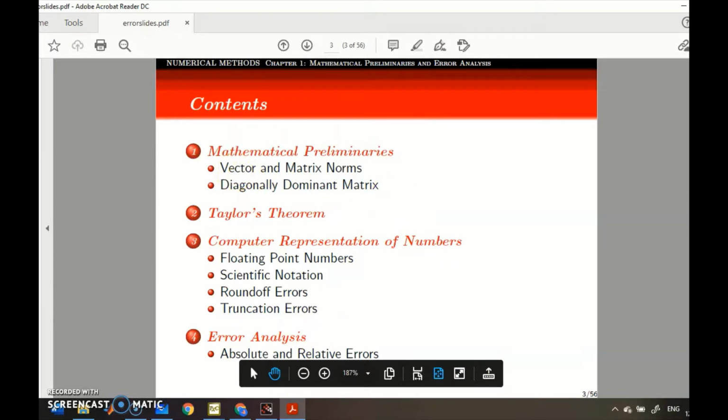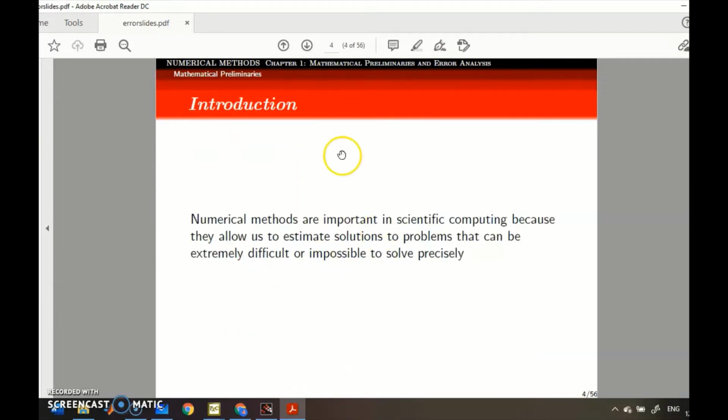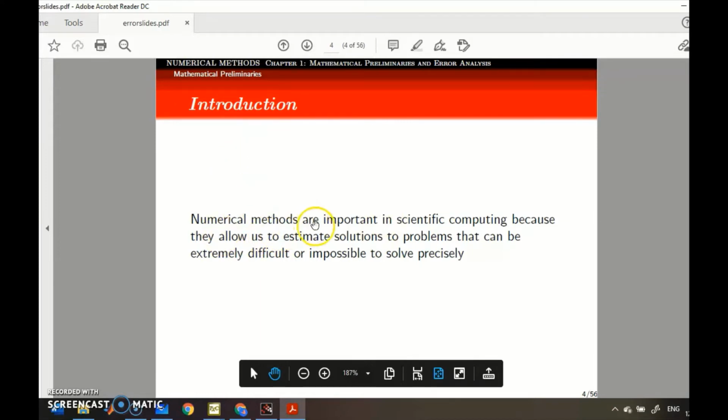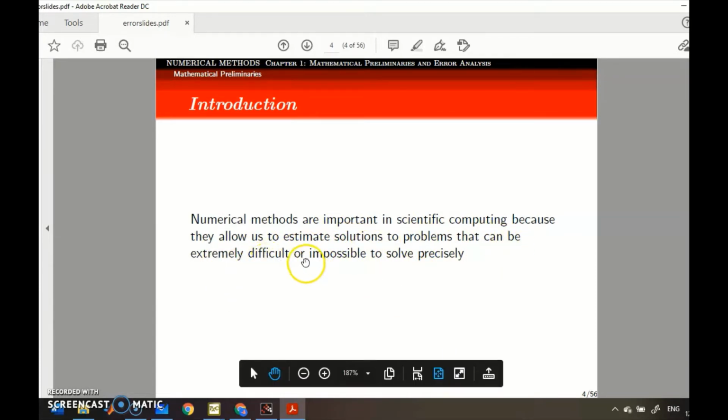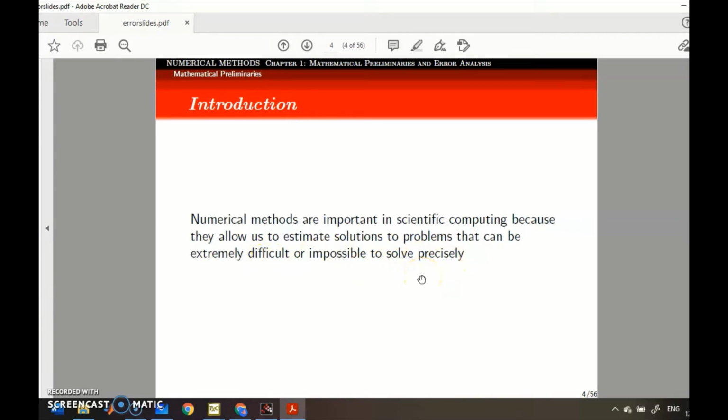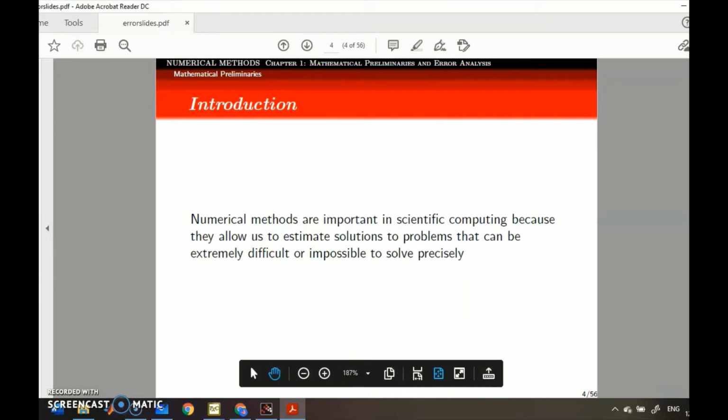And then we also have the introduction. Numerical methods are important in scientific computing because they allow us to estimate solutions to problems that can be extremely difficult or impossible to solve precisely. That's why we need numerical methods. There are so many methods you'll be learning, based on what types of problem you want to solve.